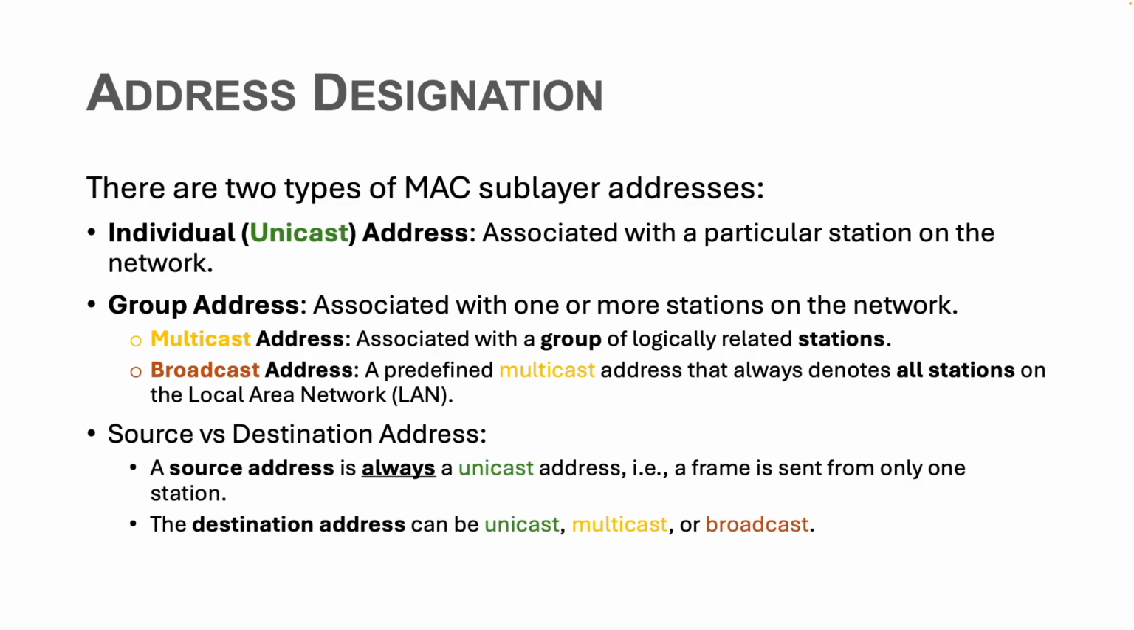It is important to note that a source address is always a unicast address, as a frame can only originate from a specific station. In contrast, the destination address may be unicast, multicast, or broadcast.